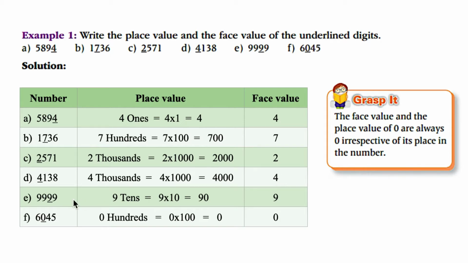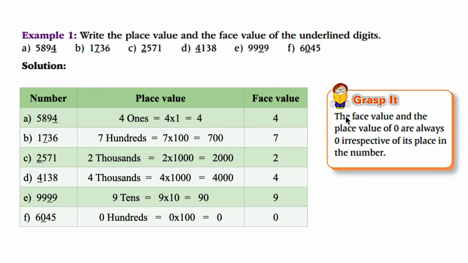Then in this number 9999, we have digit 9 that is underlined, which is at tens place. We have 9 tens, so 9 times 10, 9 multiplied by 10, which is equal to 90. So this is the place value of digit 9 at tens place, and we have the face value as the digit itself, so 9. Then over here in this number 6045, we have digit 0 which is underlined, and it is at hundreds place. So 0 hundreds we have in this number, so 0 multiplied by 100, and 0 multiplied by any number is 0. We have 0 hundreds, so the place value of digit 0 is 0. And the face value is also the digit itself, that is 0.